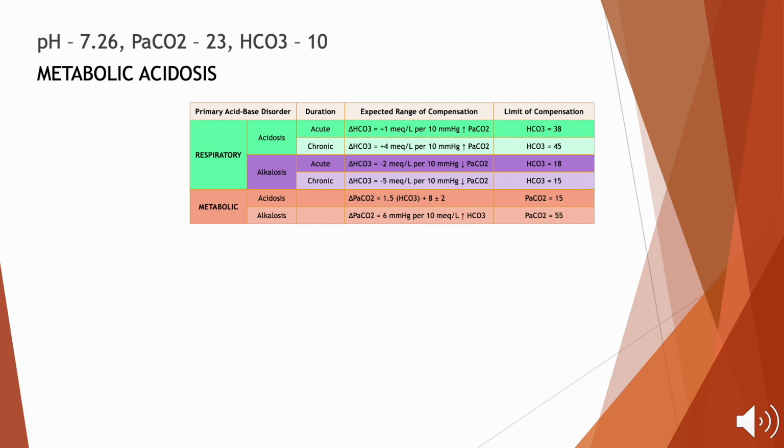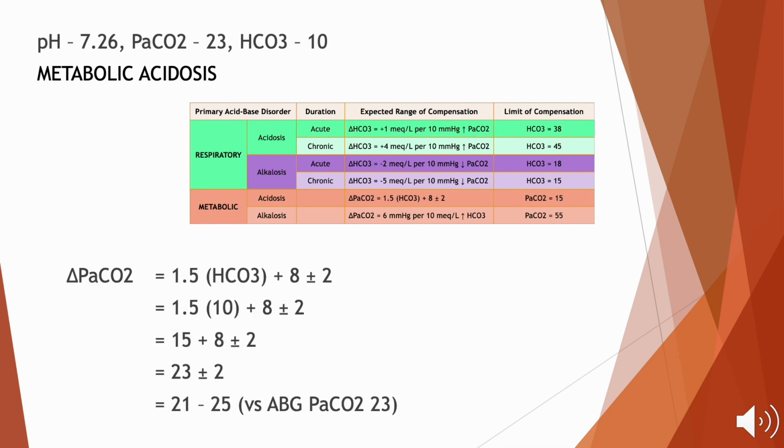It says that the expected partial pressure of carbon dioxide is equal to 1.5 times the bicarbonate plus 8, plus or minus 2. Now substituting the value of the bicarbonate found in the ABG, we will have 1.5 times 10 plus 8, plus or minus 2, and this will give us a range of 21 to 25. Now comparing the partial pressure of carbon dioxide of the ABG with that of the computed value, we see that 23 is actually within the computed range of 21 to 25.